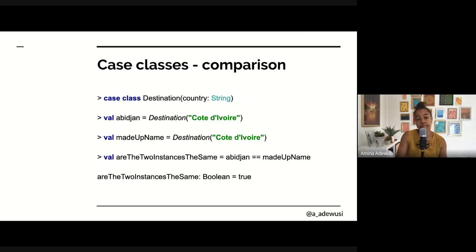A final interesting point about case classes is that instances of case classes are compared by their field values and not by their names. This means that if we create two different instances of a case class with the same field values but different names, they are equal. In the code example here, we test this by creating two instances with different names, Abidjan and made-up name. They both have the same fields because Côte d'Ivoire is the value of the field country for both of them. Nevertheless, they are both considered the same in Scala, despite them having different names, because the value of their fields are exactly the same.